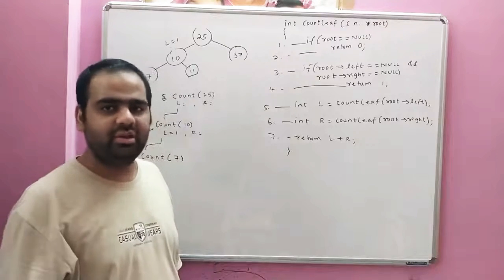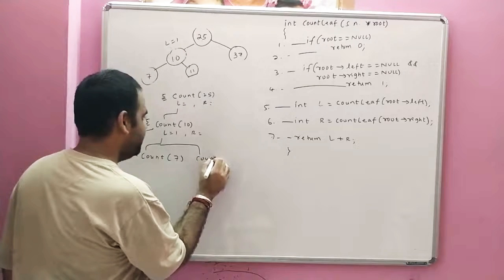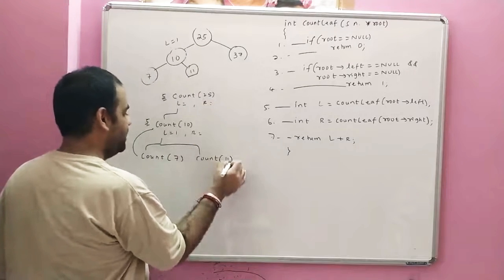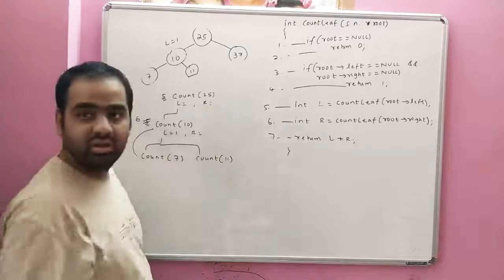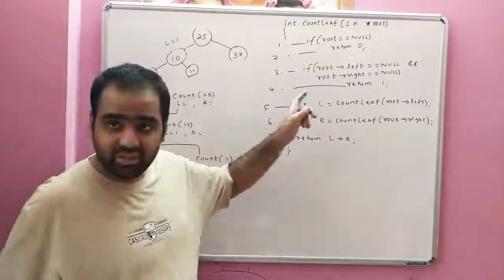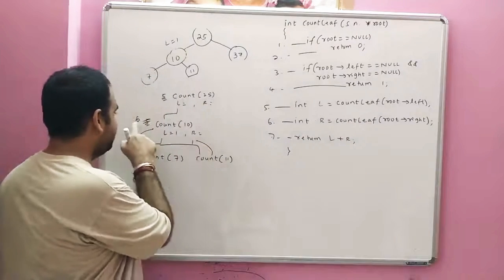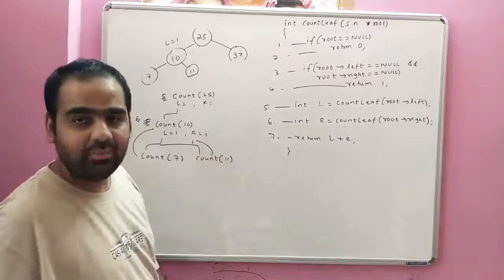Next you need to find the number of leaf nodes on RHS. Therefore you say count of 10 arrow right. What is 10 arrow right? 11, and the return line number is 6. Now, is 11 equal to null? No. 11 arrow left equal to null? Yes. 11 arrow right equal to null? Yes. Therefore, you return 1. Where do you return 1? To line number 6. Therefore, R becomes 1.